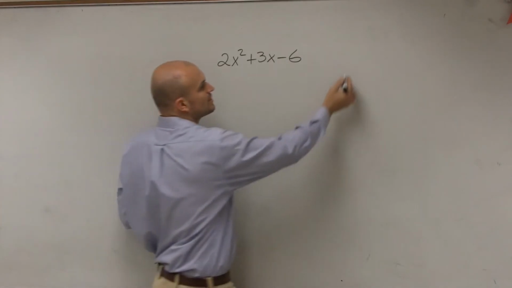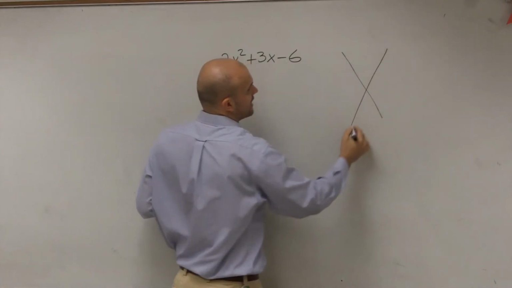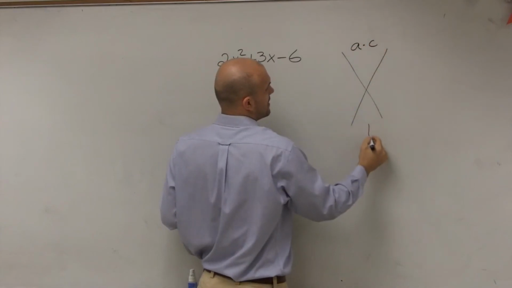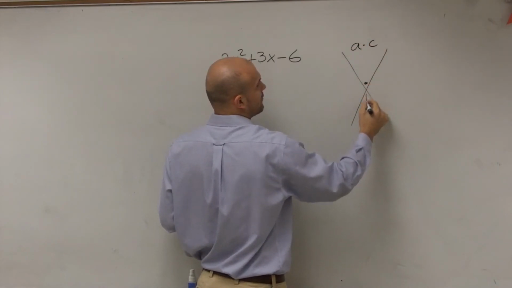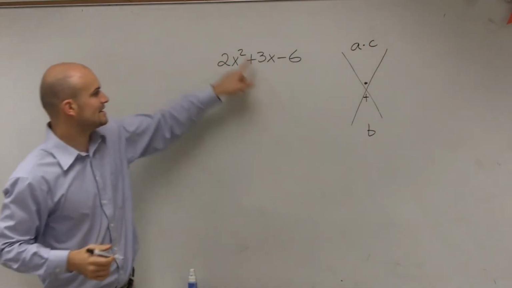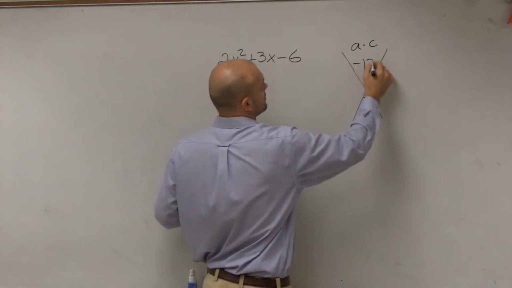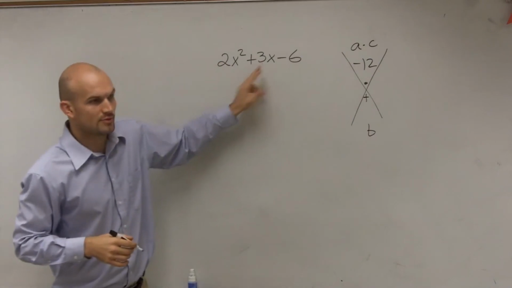So what we do is create a table to help us, where we do A times C and then B. And we want to find which two numbers multiply to give us A times C. So A times C is 2 times negative 6, which is negative 12. Negative 12. 3 is going to add.